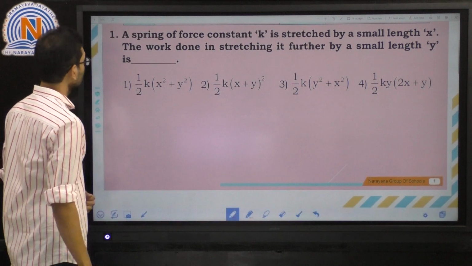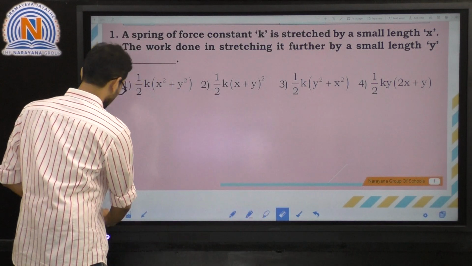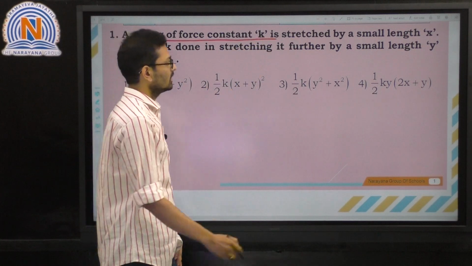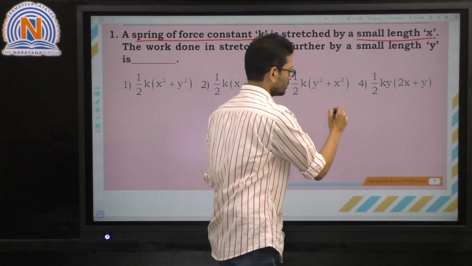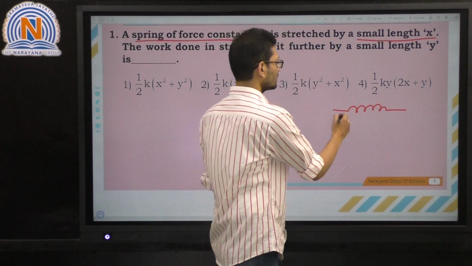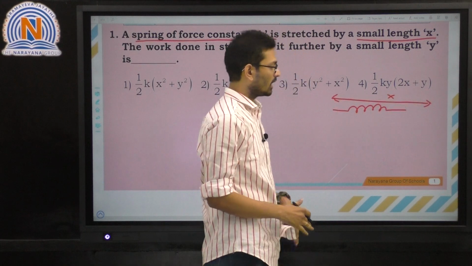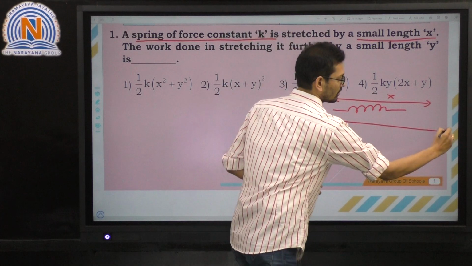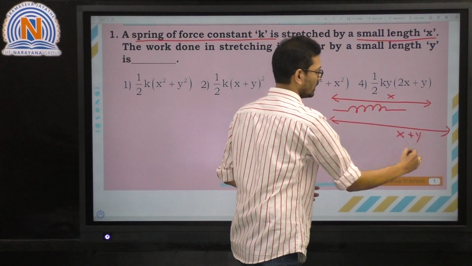In this question, the given data is a spring of force constant K that is stretched by a small length x. Let us take a spring over here. Imagine there is a spring like this, and you extend it for a certain distance x. Again, you are asked to extend it a little more, that is x plus y.